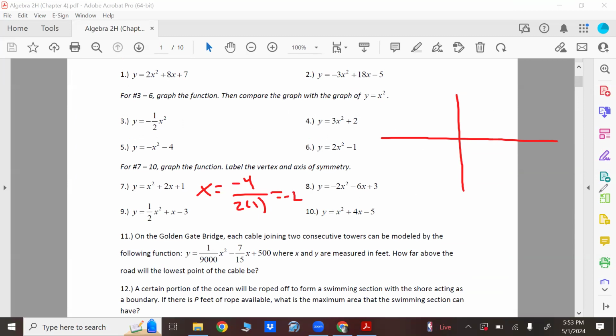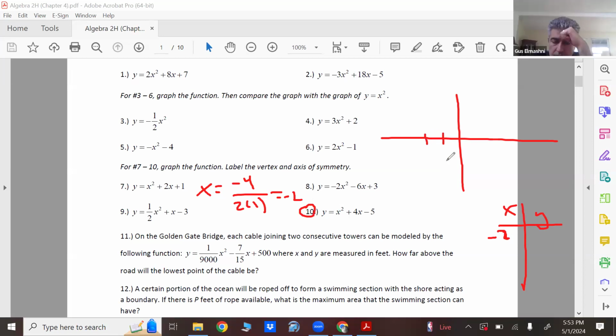So I'm gonna have you make the t-table and plot the points. So I kind of do this up for you. Your points are negative 2, so you'll plug -2 into the equation and get the y coordinate. Then you want to plug in values to the right and then to the left.